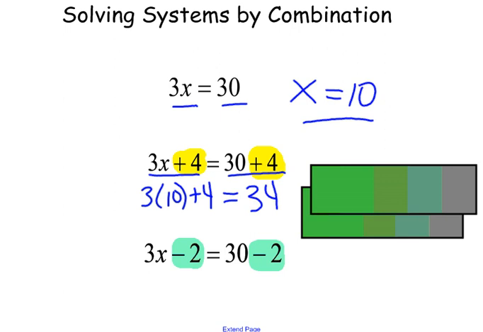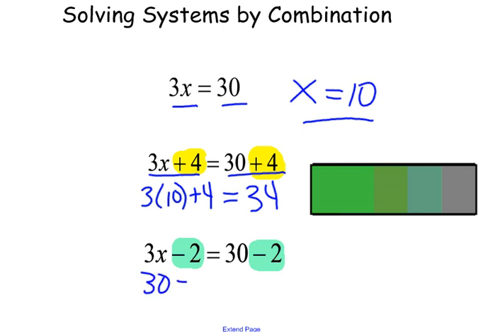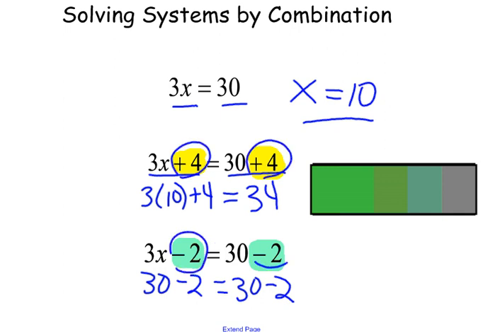We can also look at, is it okay to subtract the same thing from both sides of the equation? Well, 3x minus 2, that would be 30 minus 2 equals 30 minus 2. So we get the same thing. As long as we add or subtract the same number to both sides of an equation, we can do that.